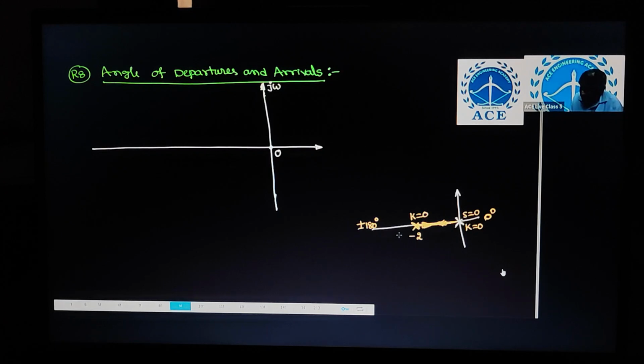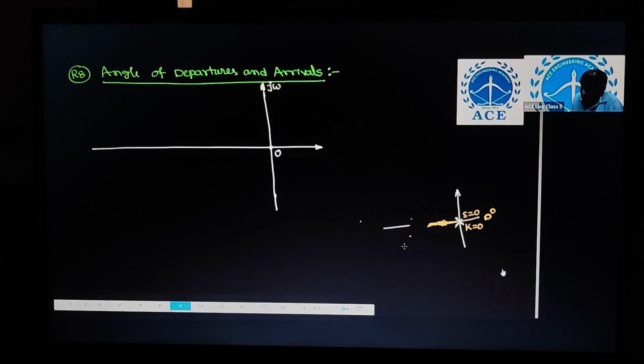Right. For example, if I put 2 poles here, what is the angle of departure? It cannot move this side because there is no root locus, and this side also no root locus. You can say here plus or minus 90 is the angle of departure. Whatever it is, the angle of departure and arrival we can find directly for real poles, because it is based on the real axis root locus branch.